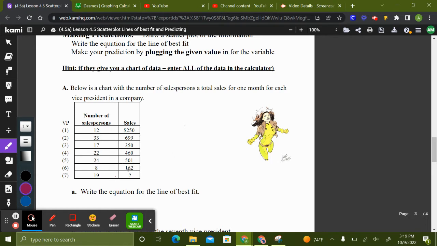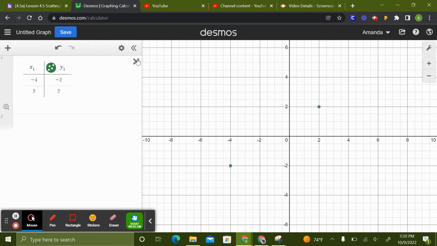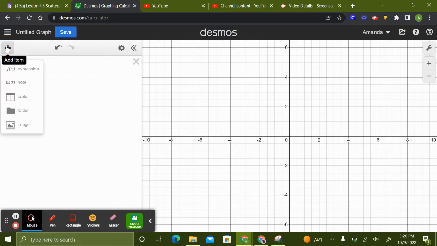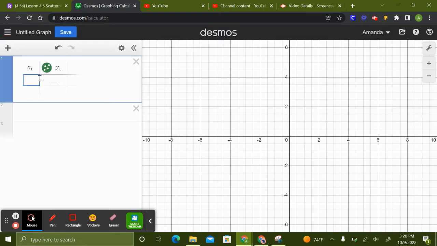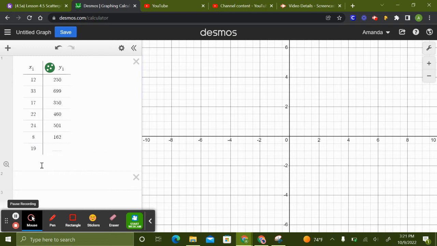And all we're going to do is transfer this table into Desmos. Okay, so we're going to transfer this in. And just to remind us where everything is, I'm going to delete everything. And we're going to do plus, add a table. Again, here are our X's and our Y's. And it's very important that we pay attention. We take time to put in our information correctly. Then I've got 33 and 699. So I'm just going to do that.